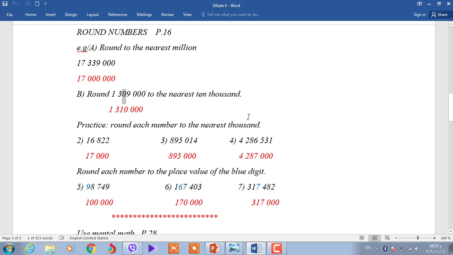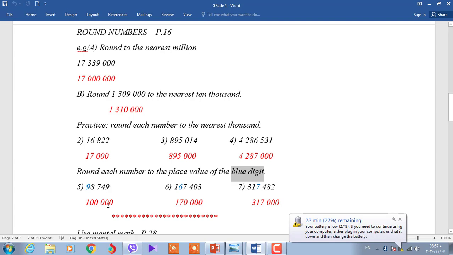Okay, now I tell you to round each number to the place value of the blue digit. Sometimes I tell you the place value, and sometimes I tell you by the blue digit, dear student. Round to the blue digit. In practice 5 we have 98,749. The number behind it is 8. 8 is greater than 5, so increase 9 by 1, equal to 10. And because we have 90,000, increase it to 100,000, dear student.